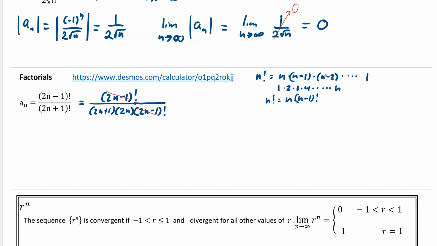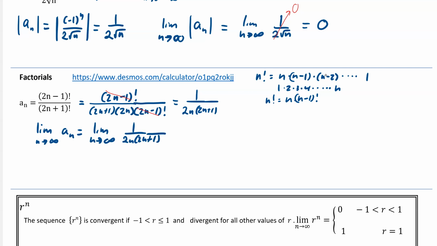They cancel, and we end up with 1 over 2n plus 1, and then now when we do the limit as n approaches infinity of a sub n, we can use that instead. And I'm not going to even multiply this out or anything. We know that's 0. So that's how you handle factorials. We just cancel and see what we're left with. It'll tell you if it's convergent or divergent either way.